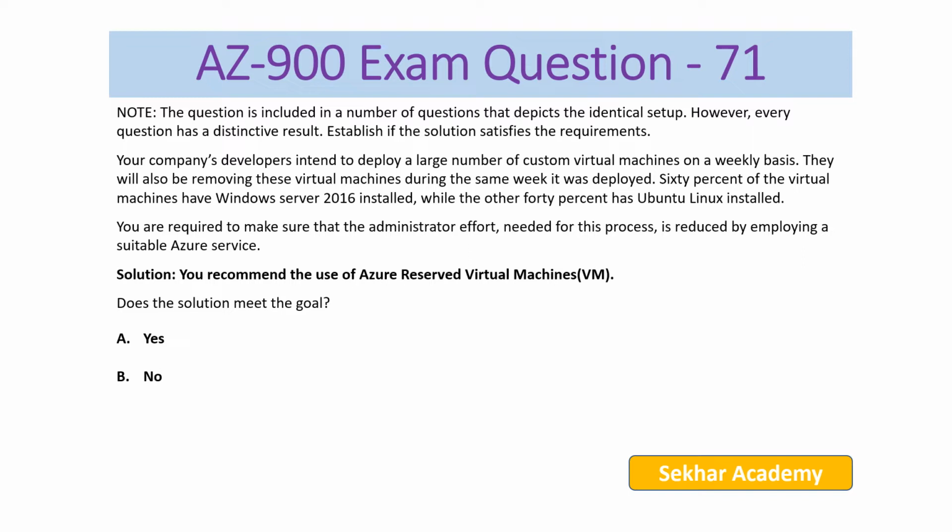Note, the question is included in a number of questions that depict the identical setup. However, every question has a distinctive result. Establish if the solution satisfies the requirements. The question starts from here. Your company's developers intend to deploy a large number of custom virtual machines on a weekly basis. They will also be removing these virtual machines during the same week they were deployed. 60% of the virtual machines have Windows Server 2016 installed, while the other 40% have Ubuntu Linux installed.